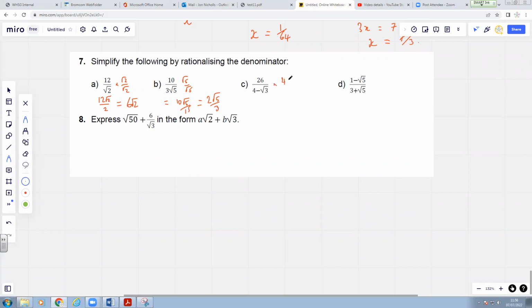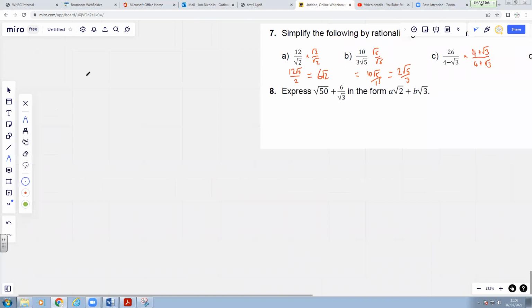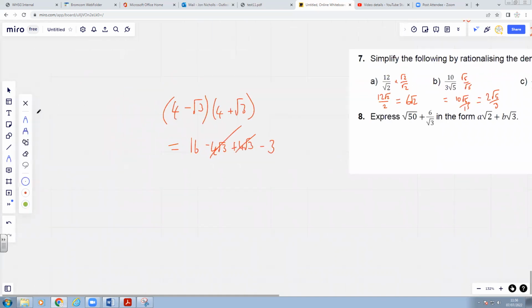Here, best thing to do would probably be to times by 4 plus root 3 over 4 plus root 3. Now, just over here, let's do a little 4 minus root 3, 4 plus root 3. The reason why we're doing this is because with surds, it always gets rid of any square roots. Because you're going to get 16 minus 4 root 3 plus 4 root 3. The surds will always cancel. But then root 3 times minus root 3 makes minus 3. Yeah? And in general, root x times root x is always x.